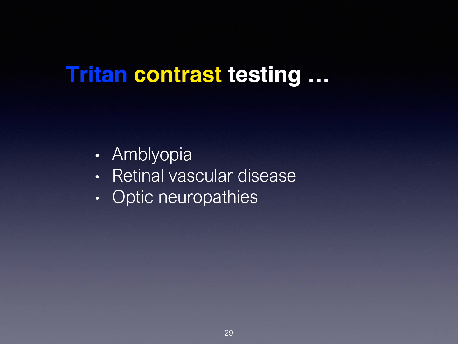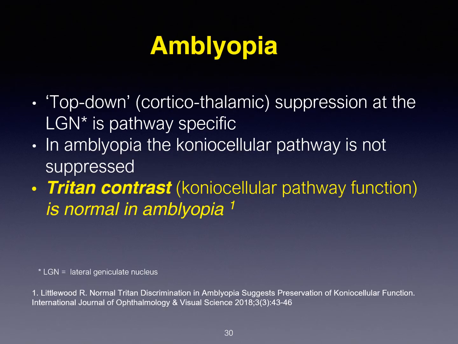The Tritan contrast testing has a number of uses in professional life for ophthalmologists and also for neurologists. Tritan contrast testing is especially useful in amblyopia, retinal vascular disease, and optic neuropathies. In amblyopia, the presence of a pathway-specific inhibition in the presence of developmental retinal rivalry means that the bottom-up parvocellular signal is selectively suppressed at the lateral geniculate nucleus, so that coniocellular function is normal in people with amblyopia up to 6/60 or even worse Snellen acuity.